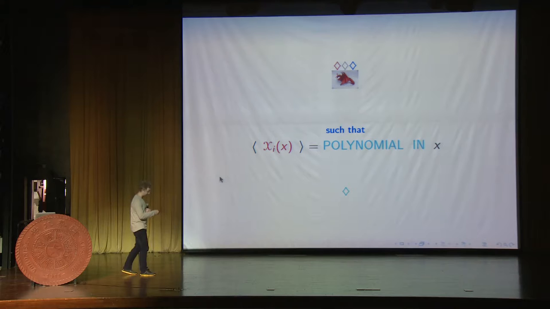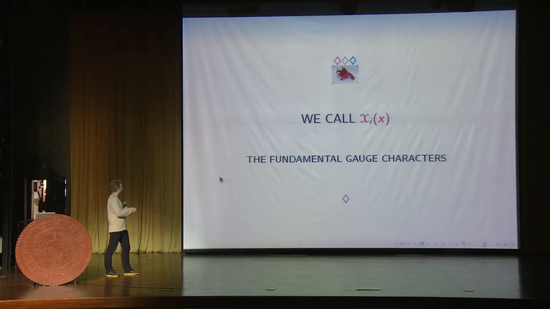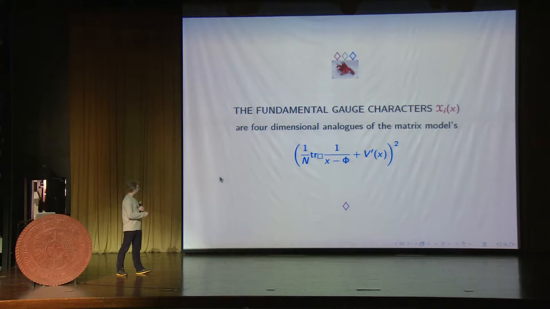So such expressions which start with Y and then are corrected, we call the fundamental gauge characters, for reasons which will be clear later. And these fundamental gauge characters are the four-dimensional analogs of the matrix model's expression, where you took the square of this function. The fact that you take a square has to do with a certain Weyl symmetry, just like the characters have to do with the Weyl symmetry.